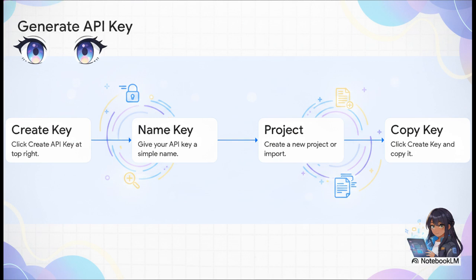Boom, a giant string of characters will pop up. That right there is your API key. Copy that key and stash it somewhere safe. You're going to need it really soon to actually bring your whole AI workspace to life.